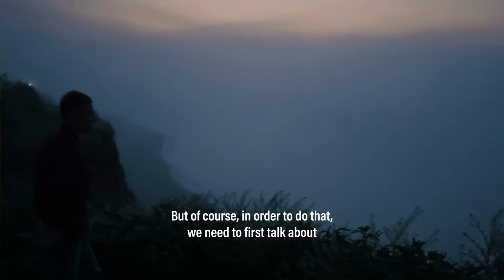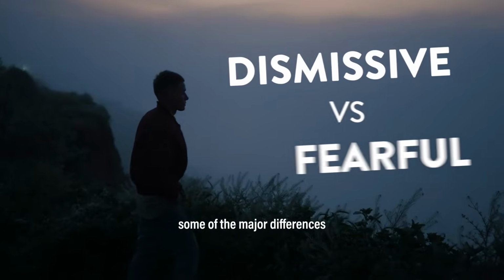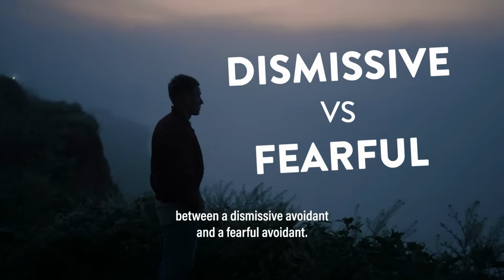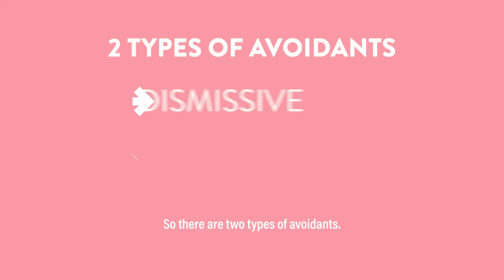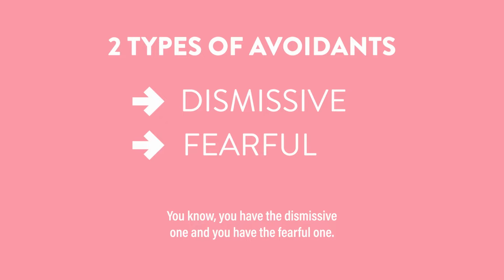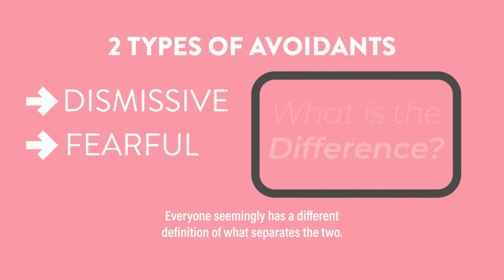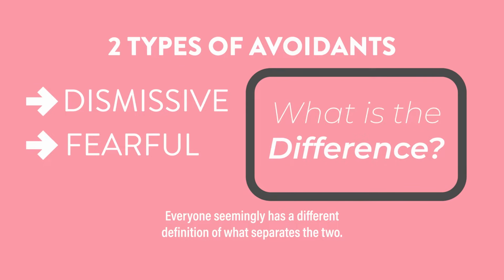But of course, in order to do that, we need to first talk about some of the major differences between a dismissive avoidant and a fearful avoidant. So there are two types of avoidance. You have the dismissive one and you have the fearful one. Now, everyone seemingly has a different definition of what separates the two.